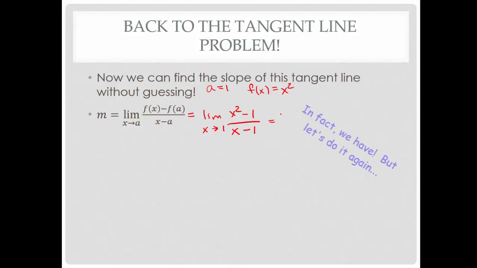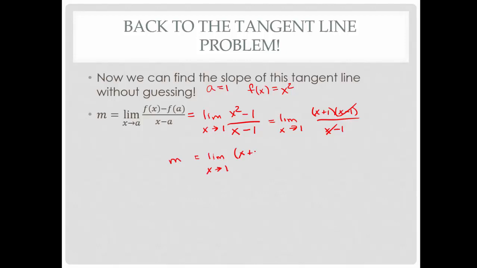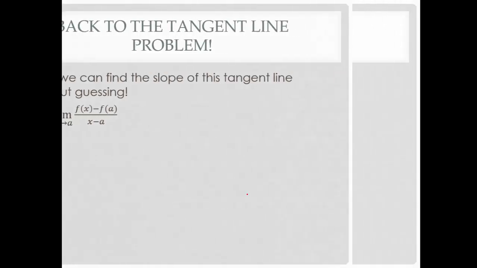Well, this is a limit we can calculate. We notice that x squared minus 1 is the difference of two squares. That's x plus 1 times x minus 1 over x minus 1. The x minus 1's cancel, and what we get is the limit as x approaches 1 of x plus 1. Well, that's a polynomial eligible for direct substitution, and there we have it. The slope of our tangent line is 2. It's not a guess. It's not an estimate. This limit is exactly equal to 2.